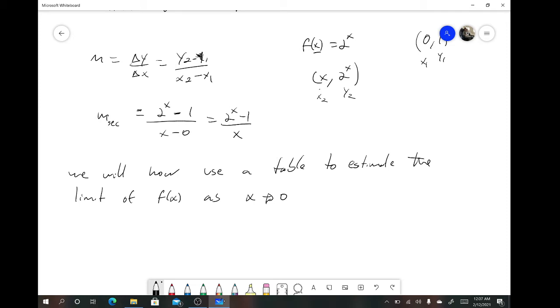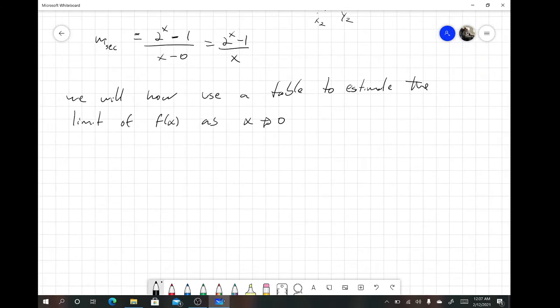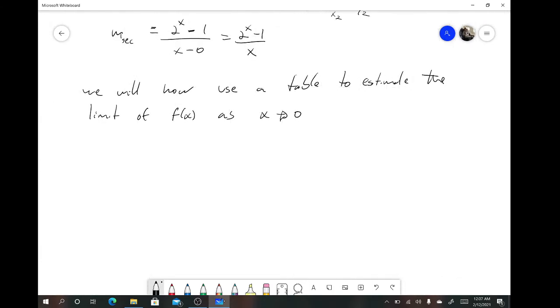Now, this particular function, we're going to be approaching from the right side. So let me create a table. It's going to be x, and then the slope is equal to 2 to the x minus 1 over x.